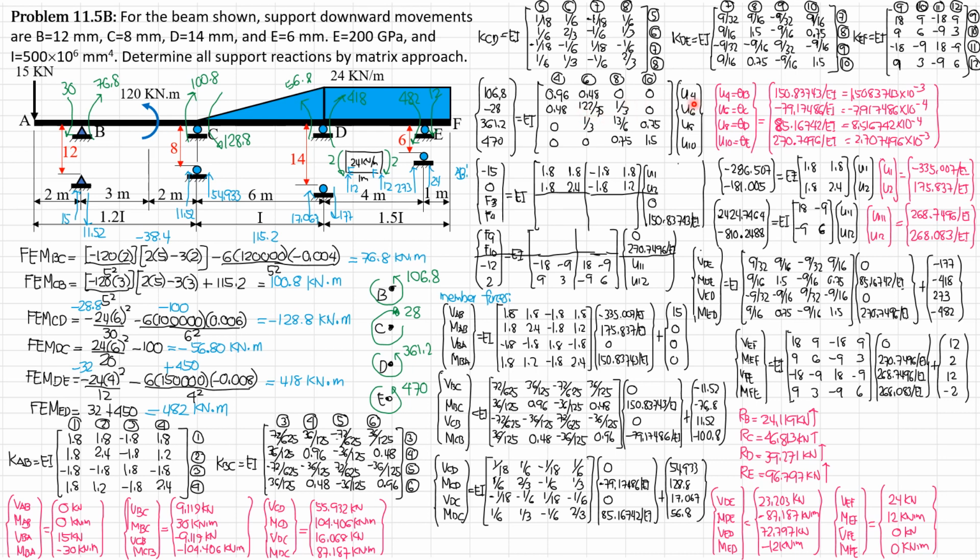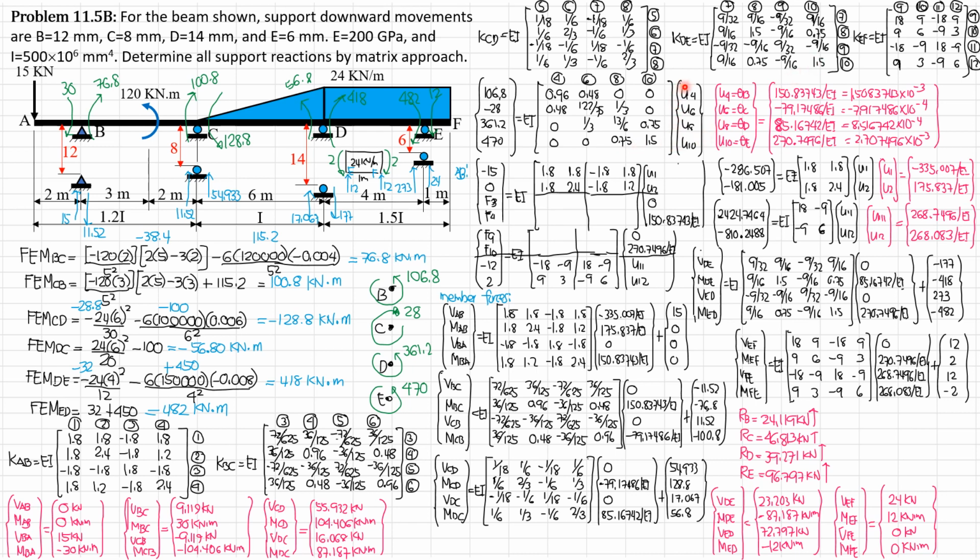Then 6, 8, row 6, column 8, we have 1/3. So that's why we have 1/3 here. 6, 10 is none, so we have 0. Then copy 1/3 and 0 here by symmetry. Then 8, 8, we have 2/3 here plus 1.5. 2/3 plus 1.5 is 13/6. Then 8, 10 is 0.75, so that's why we have 0.75. Copy 0.75 here by symmetry. And lastly, 10, 10 is 1.5.